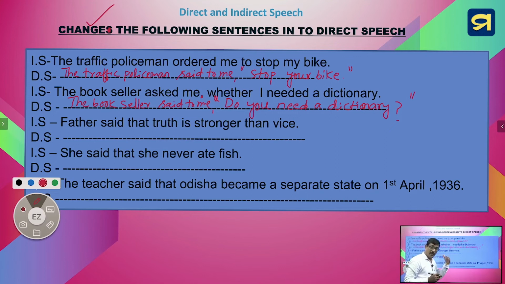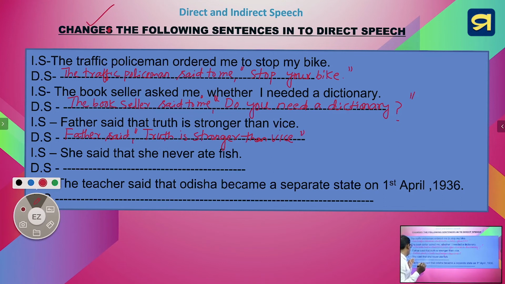Good. Next, father said that truth is stronger than vice. Now change from indirect speech to direct speech. Good. Father said, it is a general truth. So how will you change? "Truth is stronger than vice."